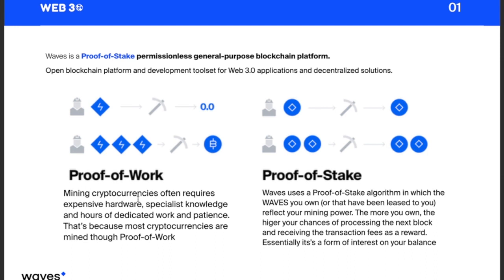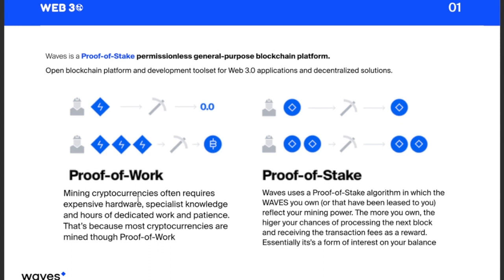It means that to run a node or be a miner on the Waves blockchain, rather than using energy and electricity to solve hard mathematical questions and puzzles, all you do on Waves is you stake, meaning the more Waves coin you stake gives you more chances of mining a block on the Waves blockchain.